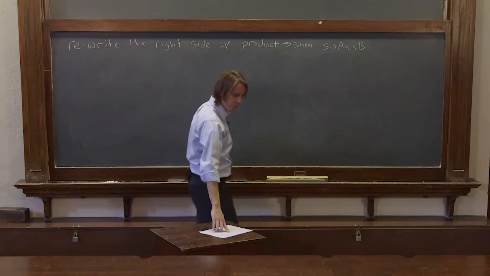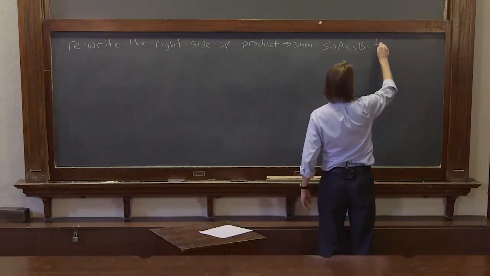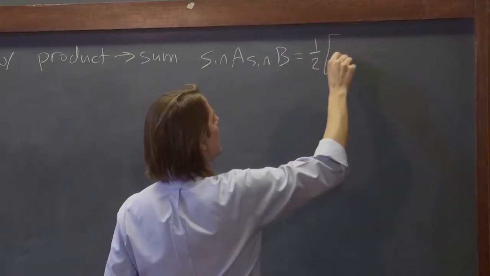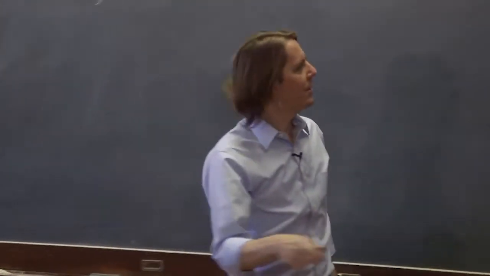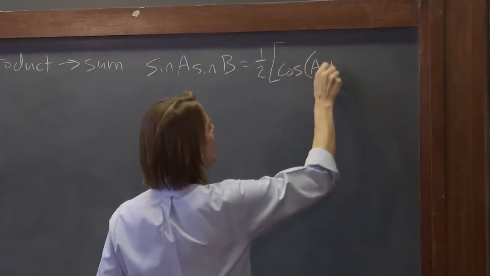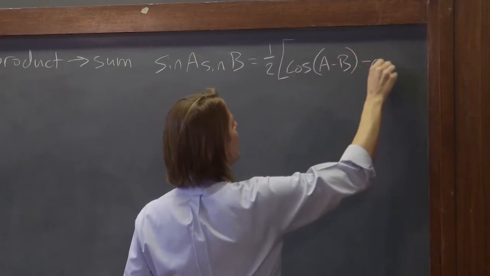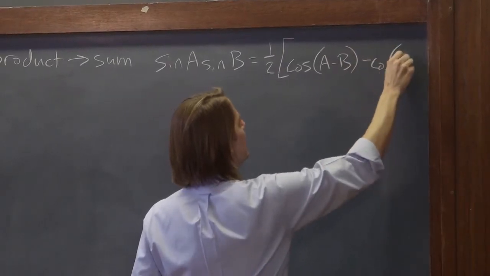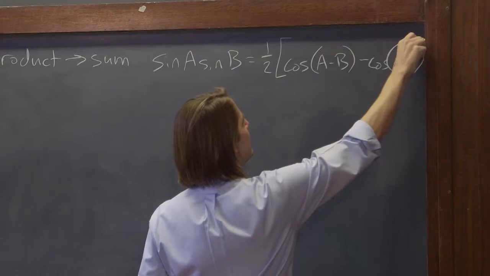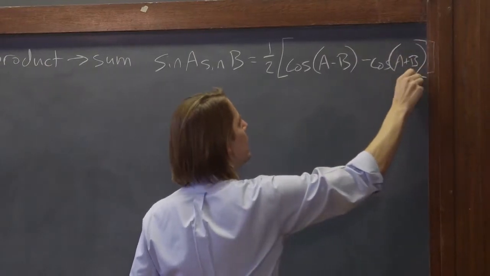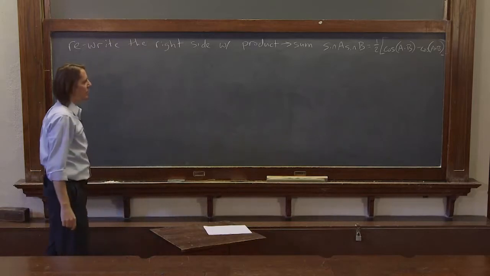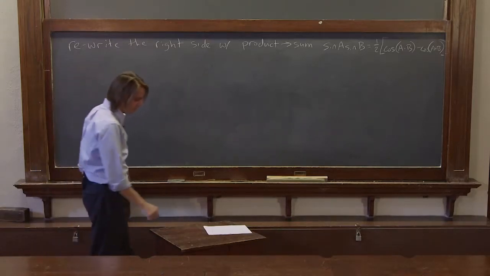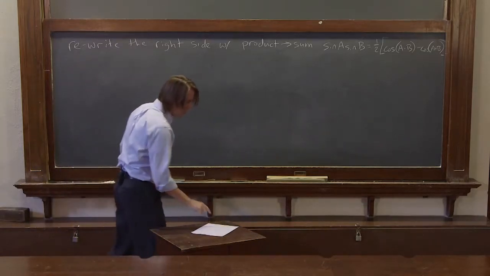So that's equal to 1/2 cosine A minus B minus cosine A plus B. Sorry. There you go. Cosine A minus B minus cosine A plus B. Always look them up. So we're going to rewrite the right side.